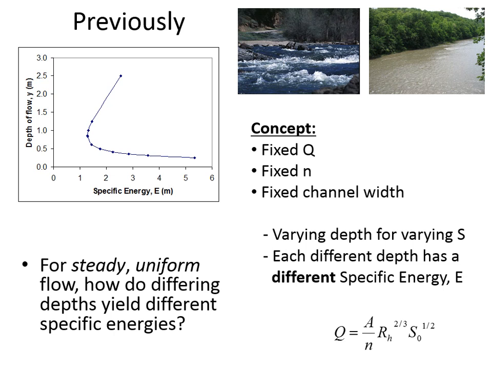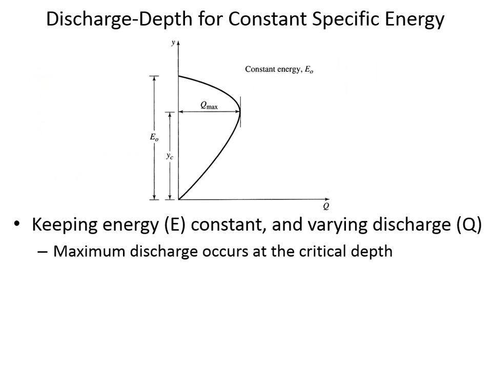Let's look back to this one. Now, these are a bunch of different specific energies, but the same flow rate. So in this graph, flow rate is fixed, but specific energy varies. This graph is a graph of varying flow rate, but the same amount of energy. And so if you think of energy as your currency.